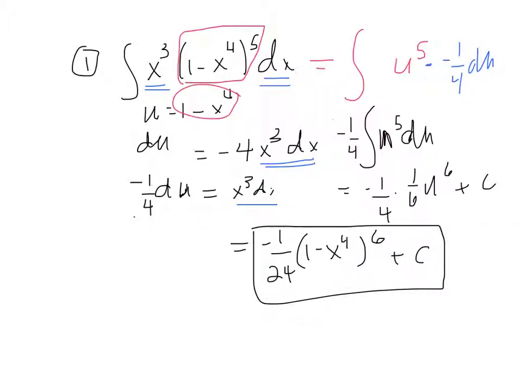Now don't do anything crazy. Don't try to bring the sixth power inside or anything and say it's 1 minus x to the 24th, because you can't do that. Remember, if you were going to multiply all of this out, you would have to actually FOIL it out 6 times. Okay, so don't try to bring the 6 in or anything crazy. Okay, so let's try another one.